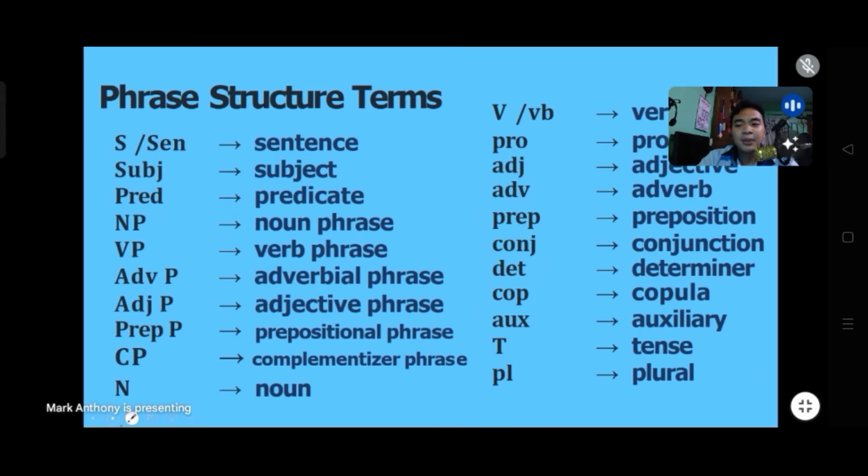So here are the following terms that we'll be using later on. If you would like to take a screenshot, I will give you a time to take a clear screenshot. However, this will be posted on your Google Classroom so that you'll have a basis later on, because later on we'll be creating our very own phrase structural tree. So there we have it. Those are the phrase structure terms that we'll be using, so that you won't be unfamiliar later on as we dwell into our topic for today.